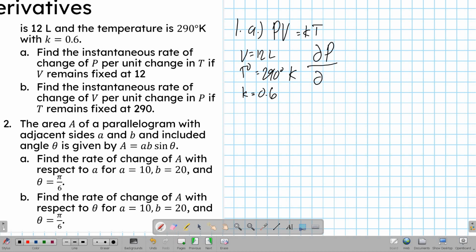P in terms of T, which means we need to write this somehow as P is equal to something T, with V remaining fixed at 12. Now, since V remains fixed at 12, I can already write in the equation P times 12 is equal to 0.6 T.